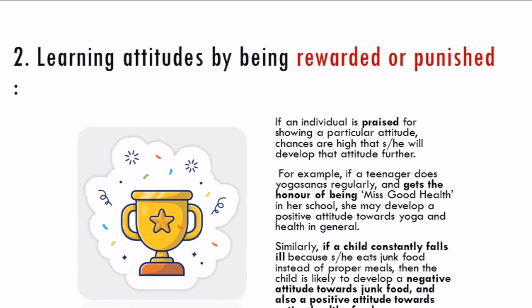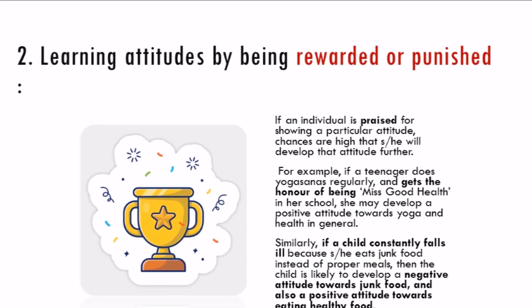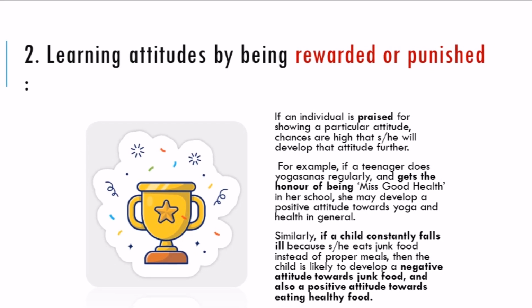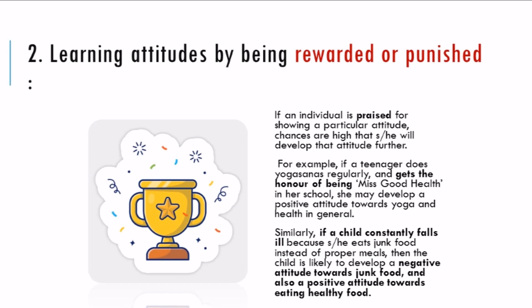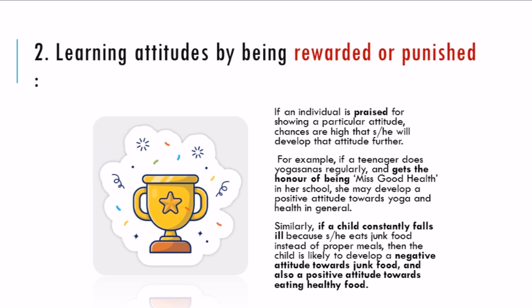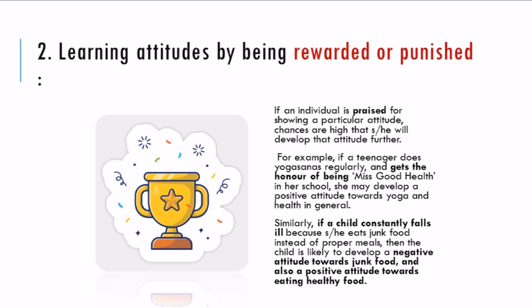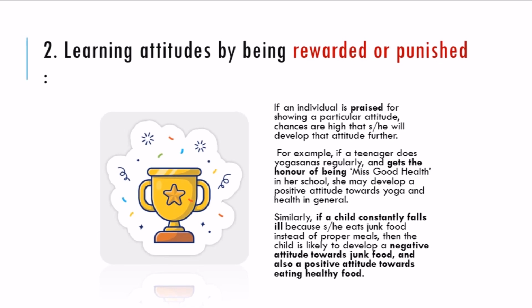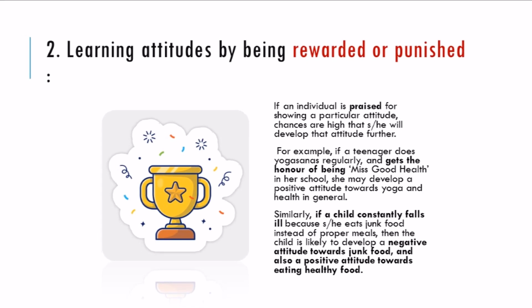2. Learning attitudes by being rewarded or punished. Attitudes can be shaped by rewards or punishments. For example, a teenager who regularly practices yoga and is honored as Miss Good Health may develop a positive attitude towards yoga and health. Conversely, a child who frequently falls ill due to junk food might develop a negative attitude towards junk food and a positive attitude towards healthy eating.